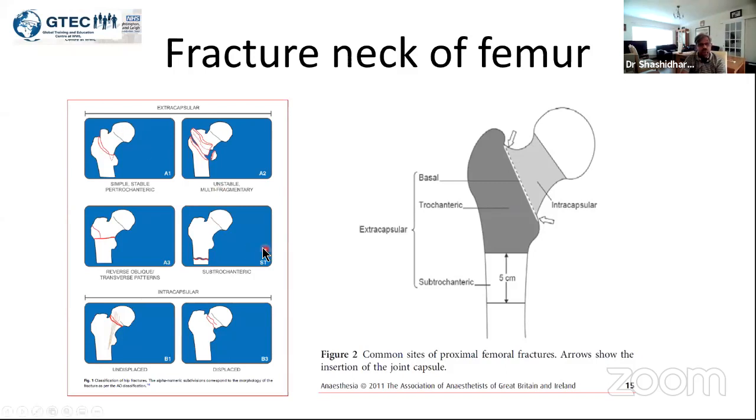The subtrochanteric usually bleeds a lot more, but it is also associated with fracture of the shaft of femur. Many times it does have a second fracture.